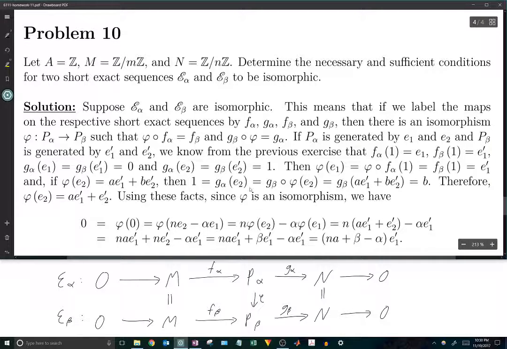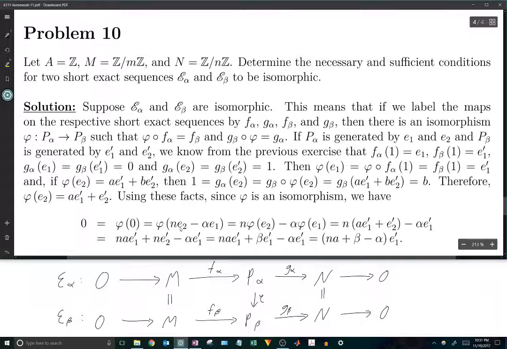So what do we have here? We have B equals 1. Therefore, phi of E2 equals A times E1 prime plus E2 prime for some integer A. So now, using these facts, we also know that phi is an isomorphism. Therefore, 0 is phi of 0.